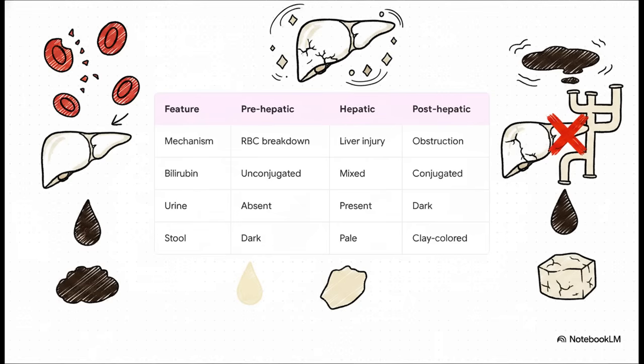The liver conjugates the bilirubin perfectly fine, but it physically can't enter the gut. So, elevated conjugated bilirubin backs up into the bloodstream. This dumps heavily into the kidneys, making the urine very dark. And because zero bilirubin is reaching the gut to color the feces, the stool becomes distinctly clay-colored.